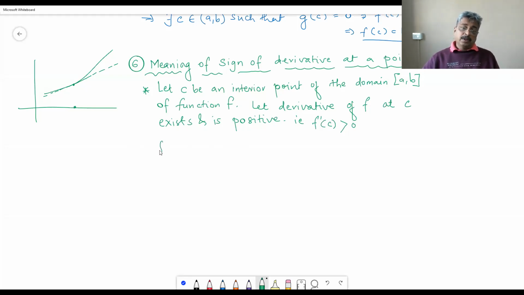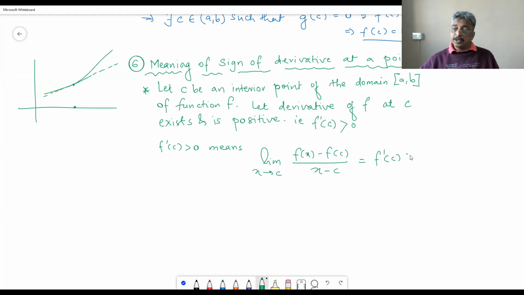Means f dash of c is greater than 0, means limit as x tends to c, f of x minus f of c upon x minus c is equal to f dash of c, which is greater than 0. This is what is given to us. That is the meaning of f dash of c.